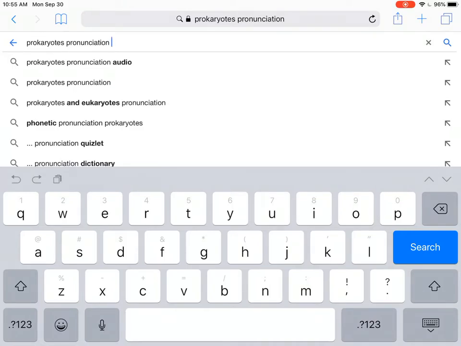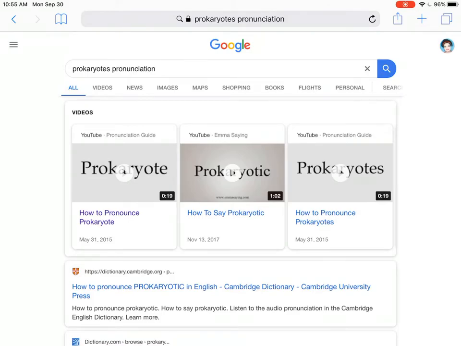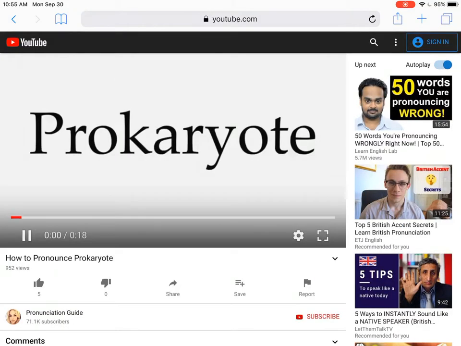I wanted to show you this also. If you don't know how to pronounce a word, I meant to show you this when we did Prokaryote because it is different than Eukaryote. You can go to YouTube and click on the word that you want to pronounce. Prokaryote. And it will pronounce it for you. So that's a very helpful feature on some of these extremely hard words.